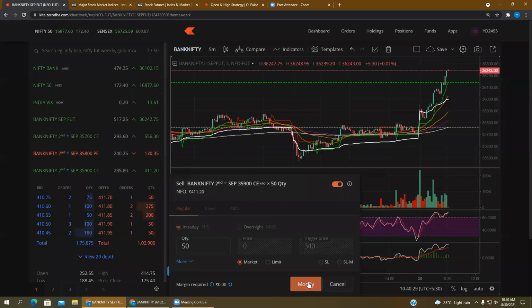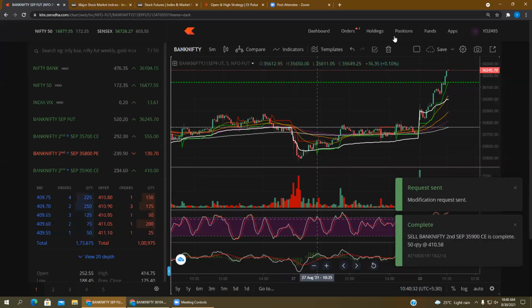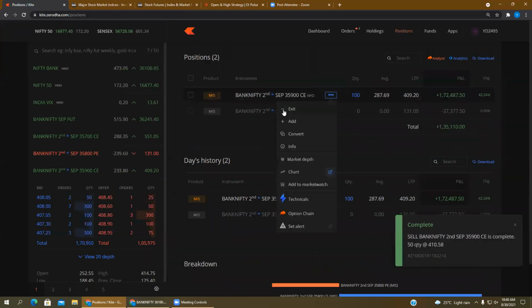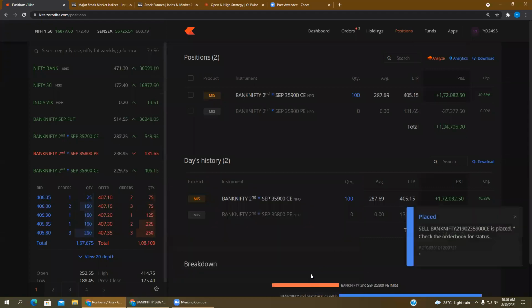Exited 50 more at 410. Now I have only 100 quantity left. For this 100, the stop loss is going to be higher, that is going to be 360. For this 100 quantity, the trailing stop loss is going to be 360.